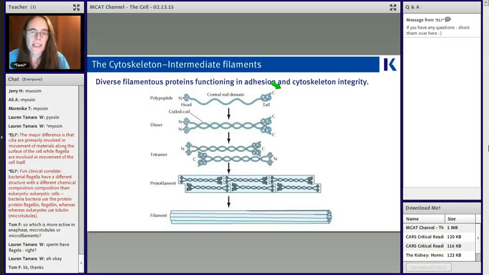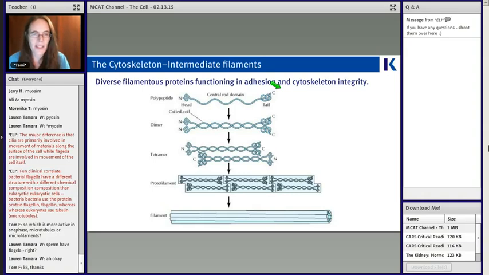Now, these can dimerize, and then 2 dimers can come together to form a tetramer. These tetramers will help us move into these filaments. So the protofilaments will all start to come together to make these nice filaments. So let's talk about, when we say diverse, all of the different things that we can do within this. We've got our keratin. Keratin shows up in our hair, in our nails, in the outer layer of the skin.